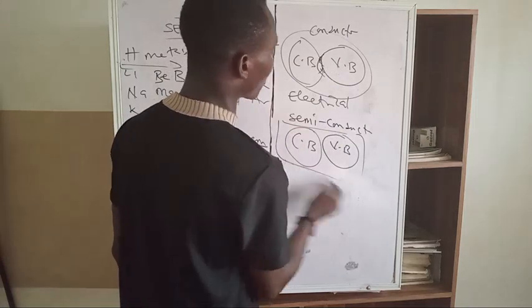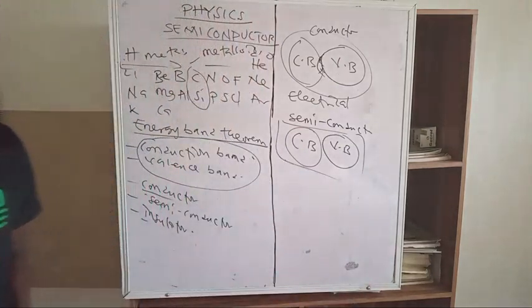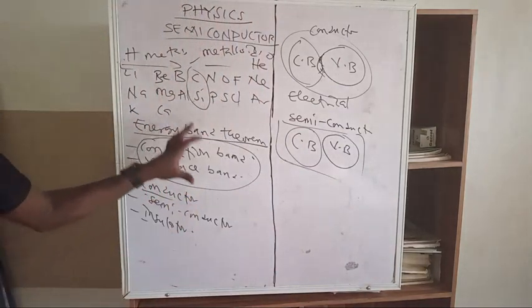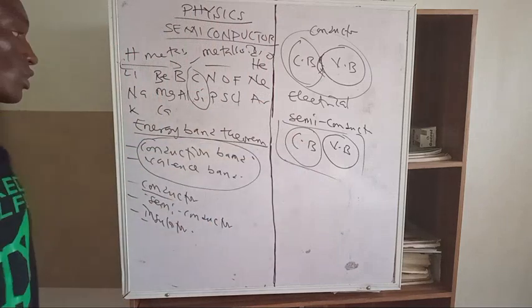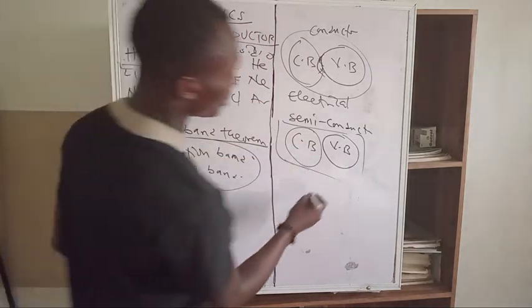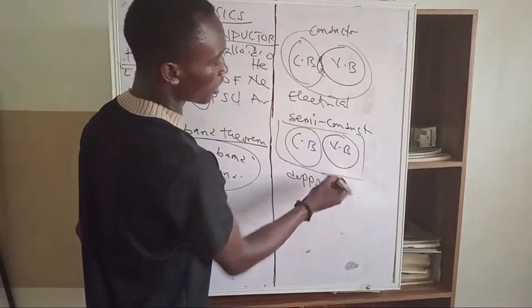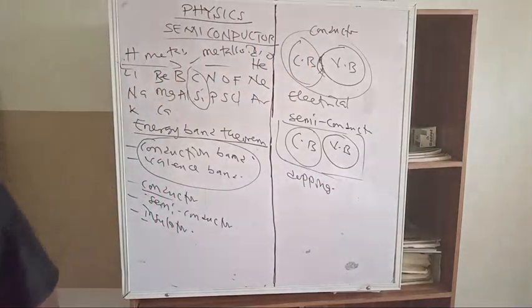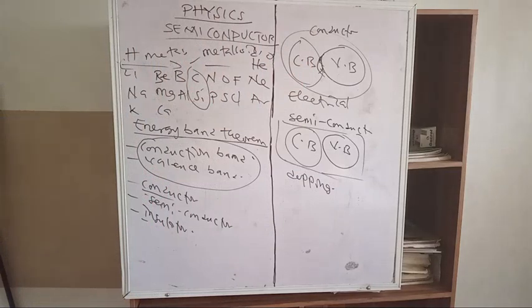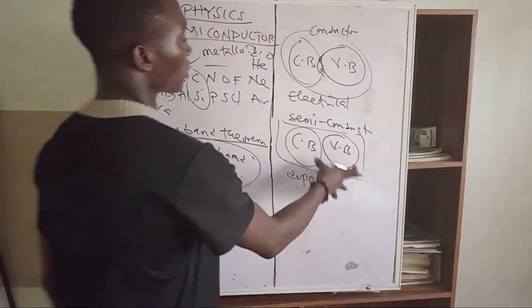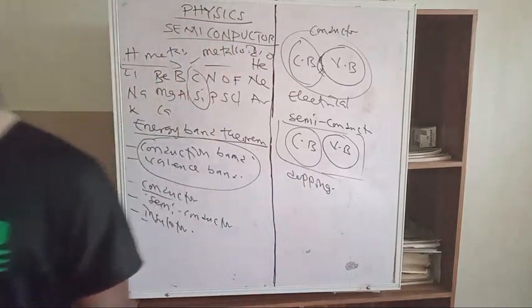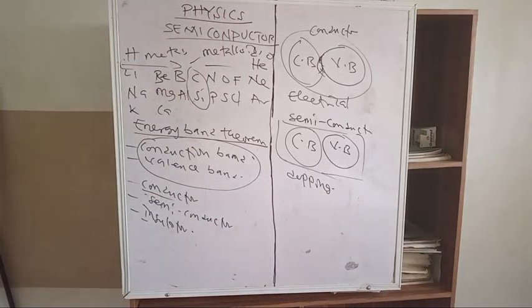So electrical conduction can also occur at the semiconductor, because here we can use the process we call doping to increase the conductivity. I'm still going to talk about it. So at a semiconductor, electrical conduction can also occur by a process called doping.